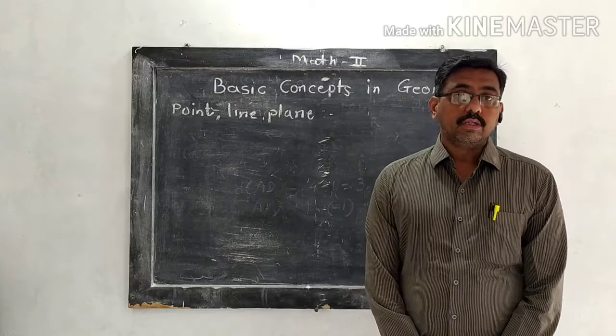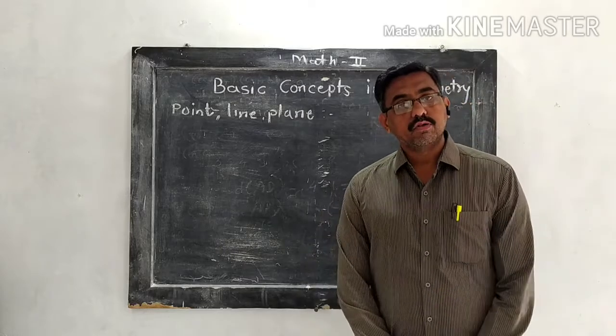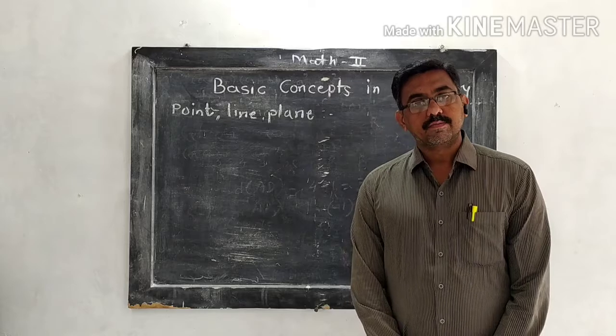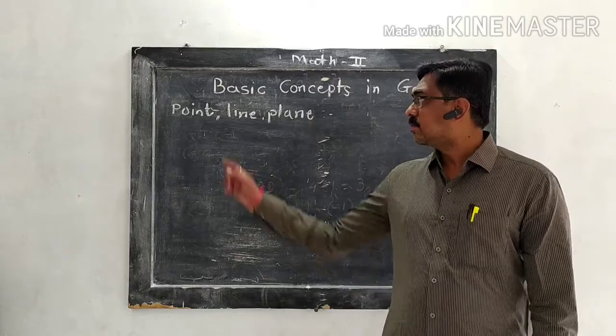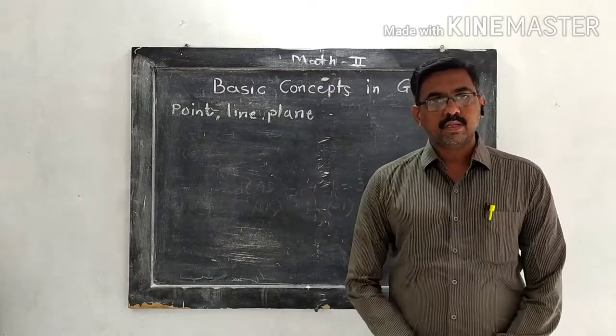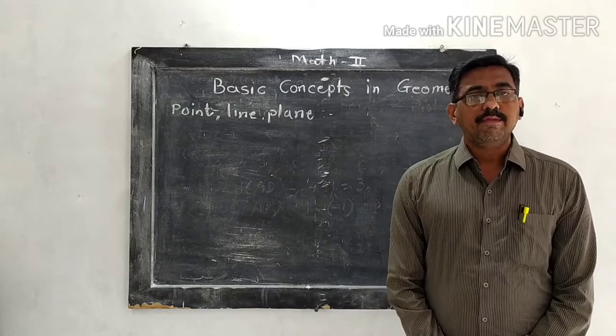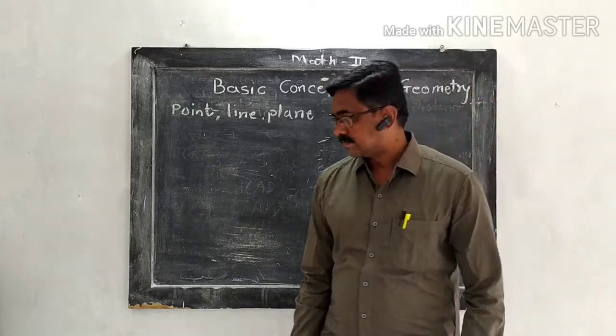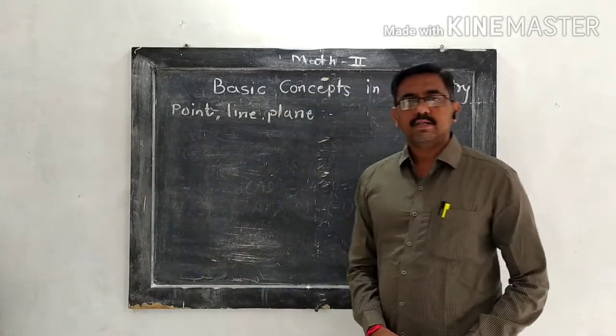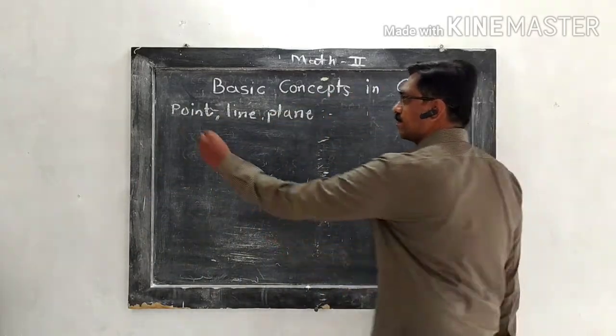As we know, there are no definitions about numbers. Similarly, there are no definitions about the point, line and plane. But for our consideration, we make some definitions. So, first one about the point.